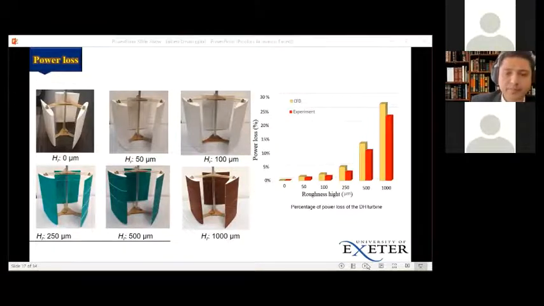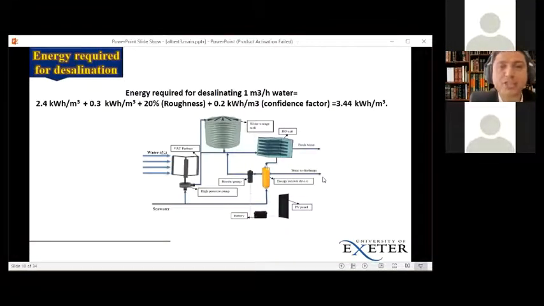So let's go back to the energy required for desalination. As I mentioned, changes in roughness of the blades can decrease the performance of the tidal turbine by about 20%. Considering this amount of power reduction, the turbine should provide 3.24 kilowatt hour per cubic meter of energy. Finally, to minimize the effects of uncertainties, 0.2 kilowatt hour per cubic meter was added to this as a confidence factor. Therefore, in the end, the turbine should provide 3.44 kilowatt hour per cubic meter.